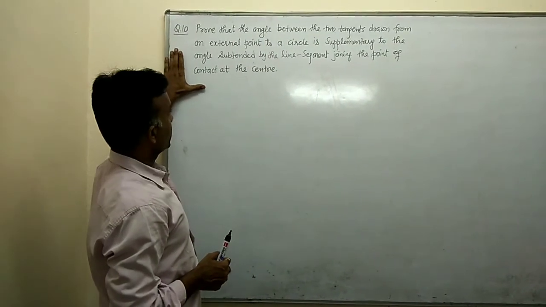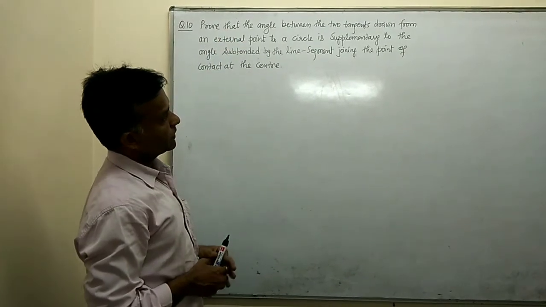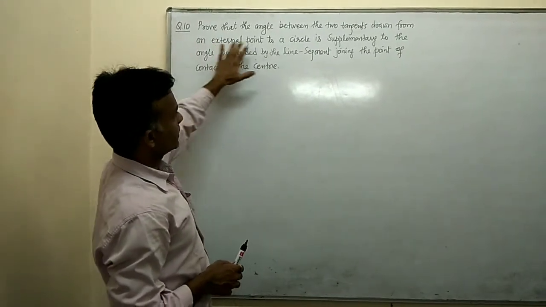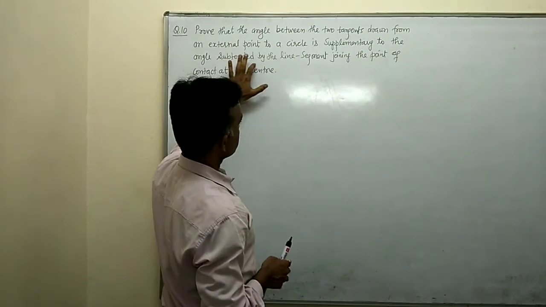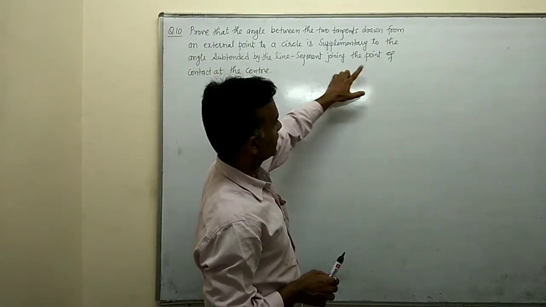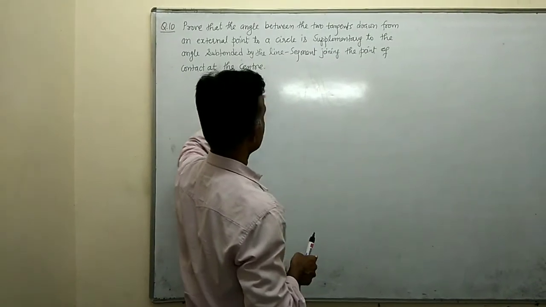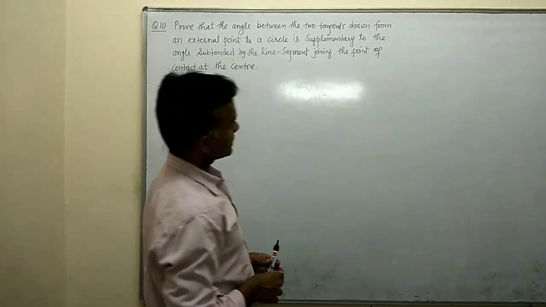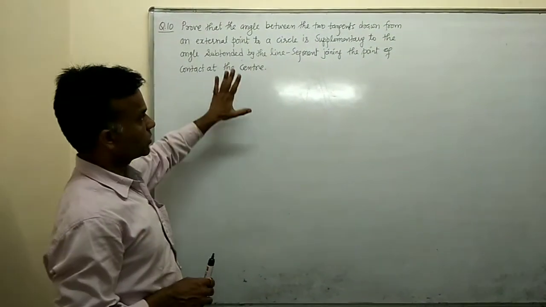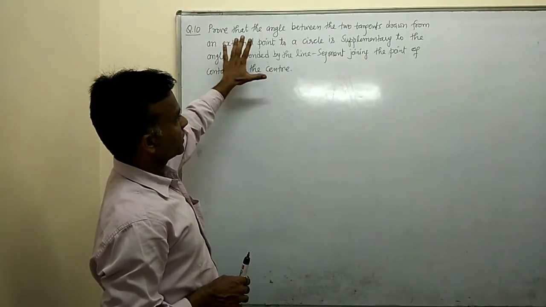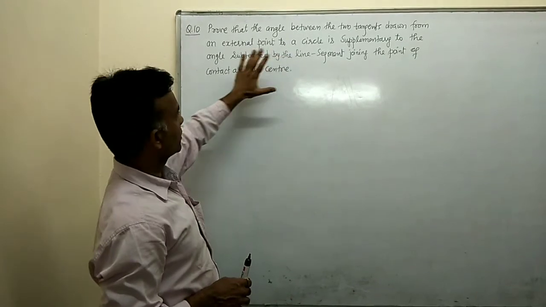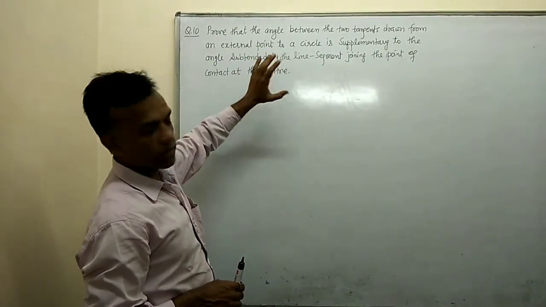Okay, now the question is: prove that the angle between the two tangents drawn from an external point to a circle is supplementary to the angle subtended by the line segment joining the points of contact at the center. So first you read this question very carefully, because the concept is what here. The angle between the two tangents drawn from the external point to a circle is supplementary.